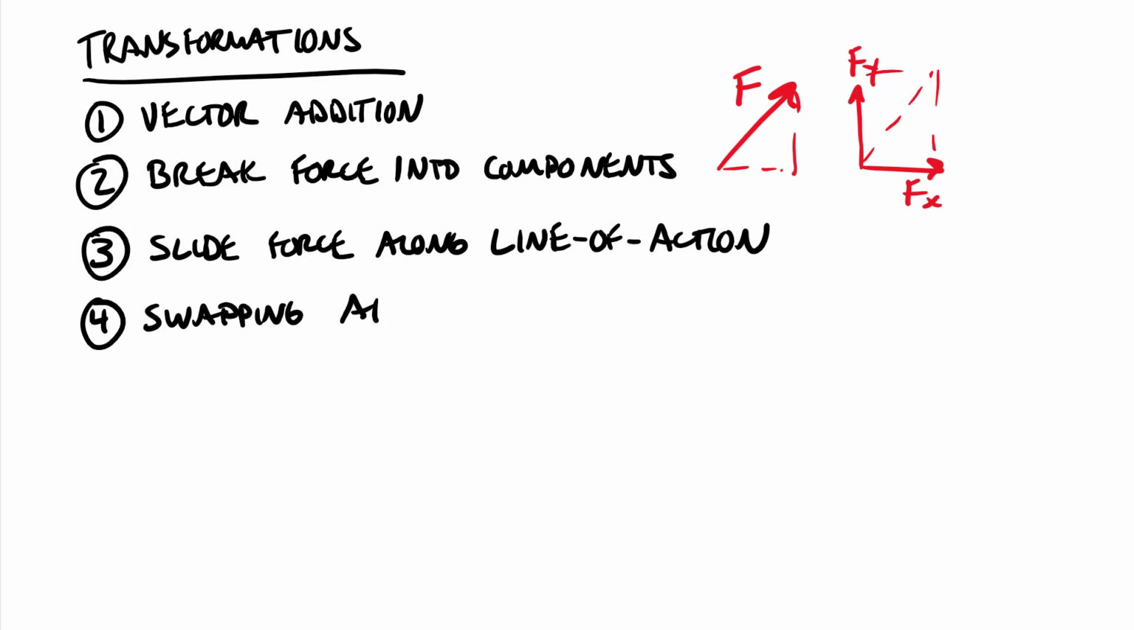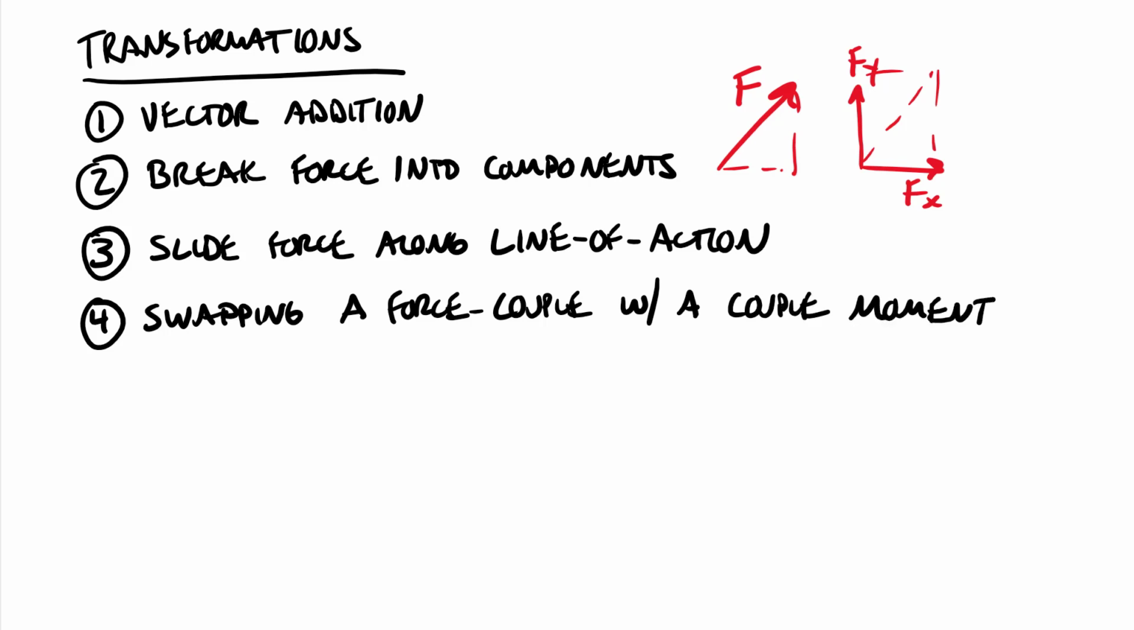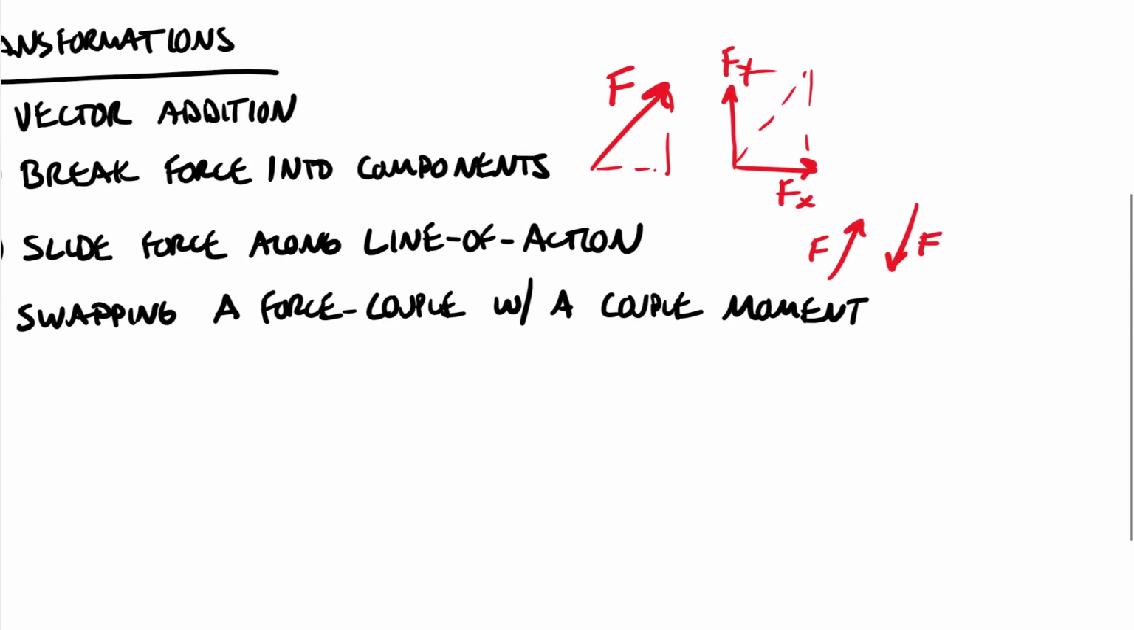a force couple with a couple moment. So this is just saying if we have two equal, opposite, and non-collinear forces, with magnitude F, I could swap those out. Go ahead and practice the right-hand rule on this. This gives me a positive or negative right-hand rule from this pair of forces.